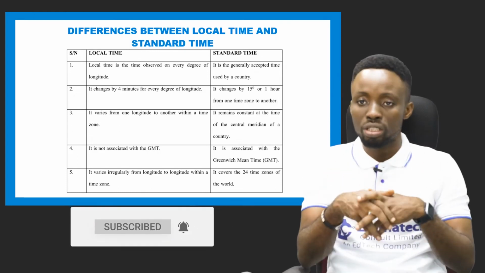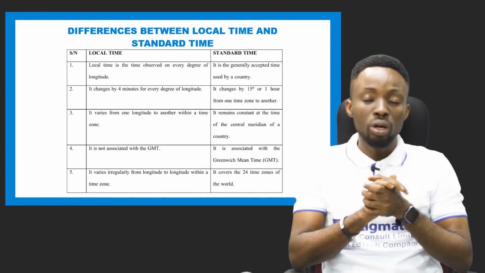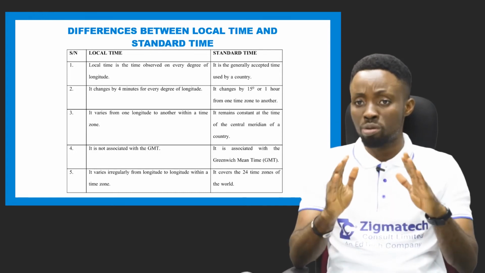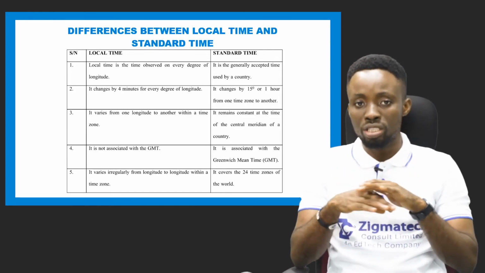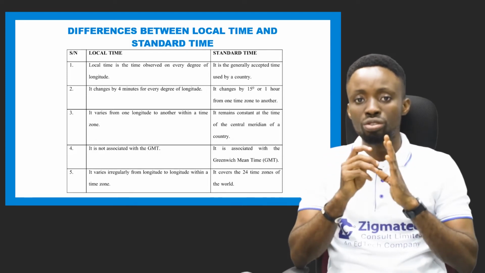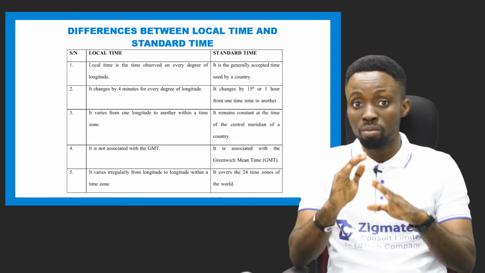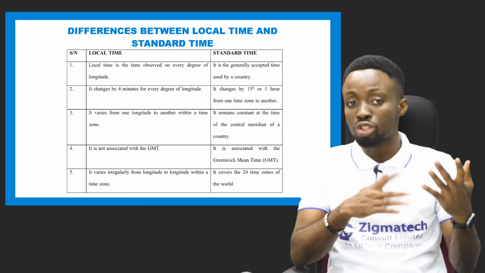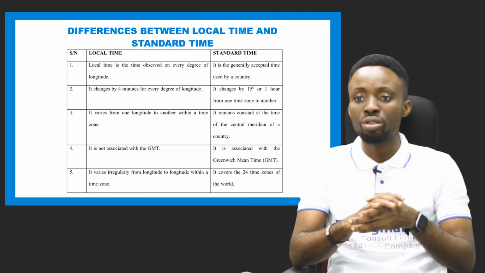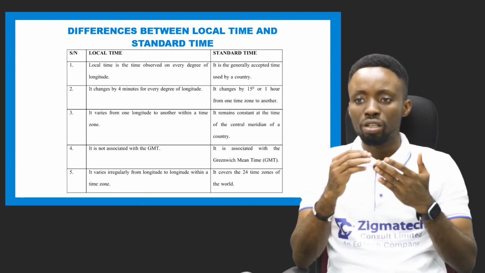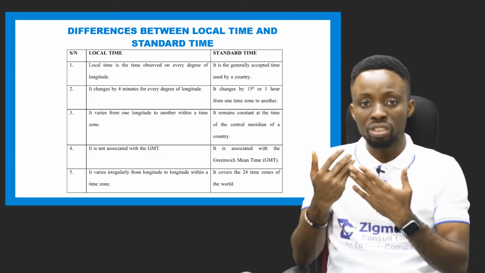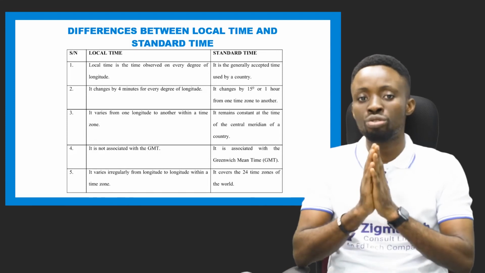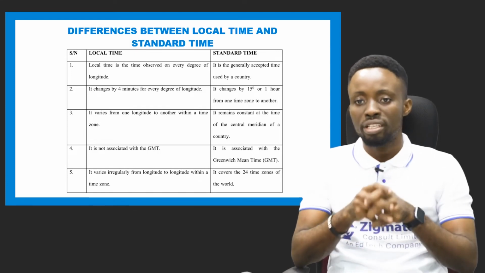next local time. And also, the local time has nothing to do with the Greenwich Meridian time. When you're calculating local time of a place, you are not doing it with reference to the Greenwich Meridian time. You're actually referencing it to longitude 0 to get your value. And also, for the standard time, they make very good use of the Greenwich Meridian time.